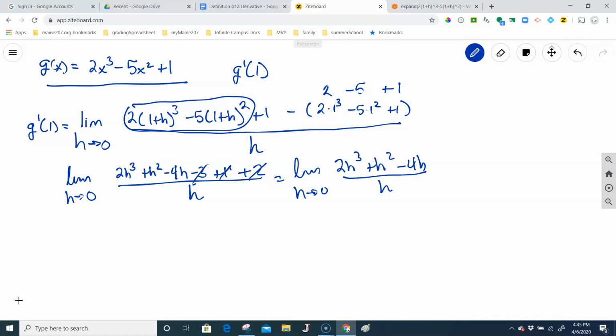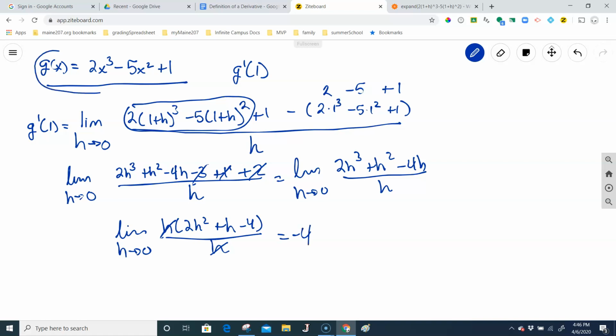I can again, if you know that trick about canceling h off everybody, please use it. Otherwise, factor that h out of the numerator, leaving us with 2h squared plus h minus 4 all over h. These cancel. And I do have an expression now where I can plug in 0 for h, and this will go to 0, and this will go to 0, and this will be negative 4.